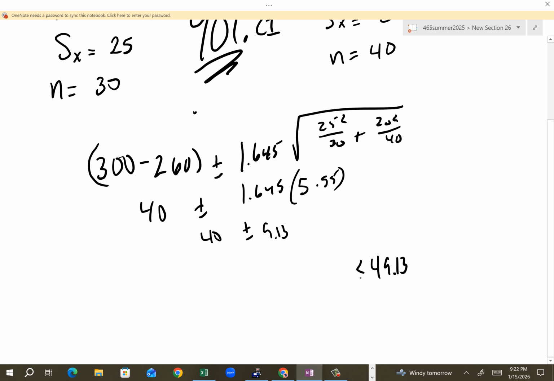So 49.13 would be the maximum difference that we're confident in saying between men's drives and women's drives. And on the lower end, it's going to be 30.87 yards. Notice 0 does not live in here. That suggests that there is a significant difference between the two.